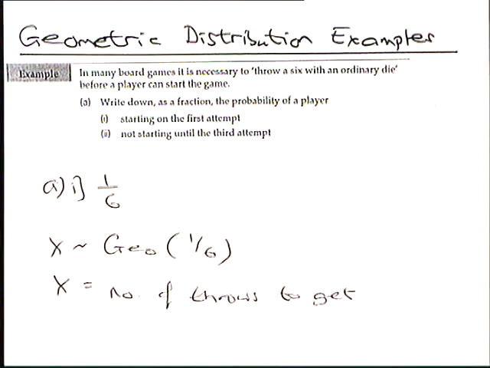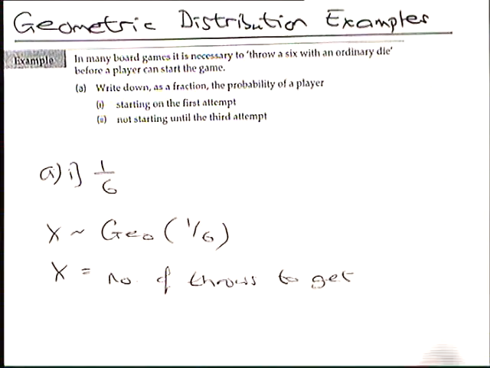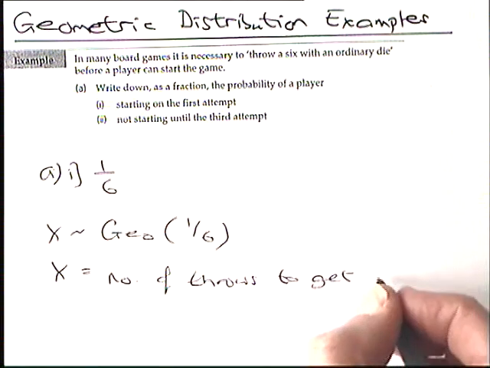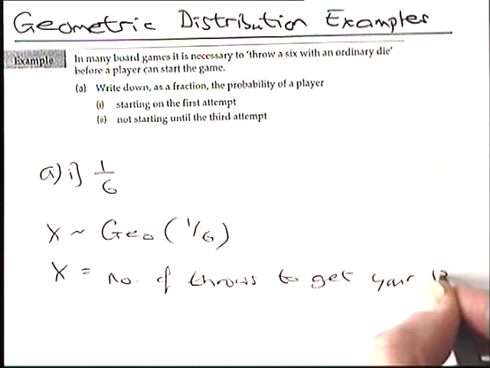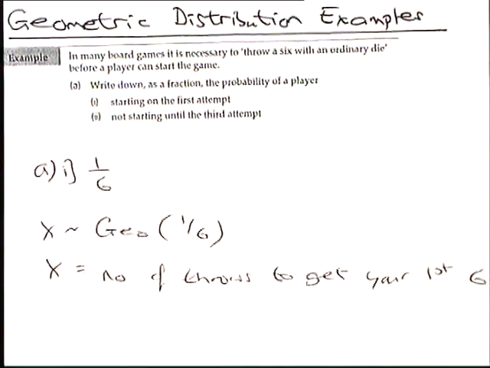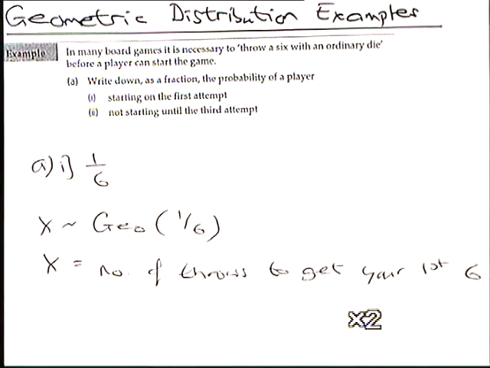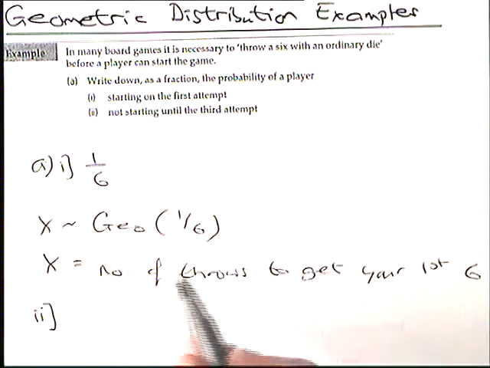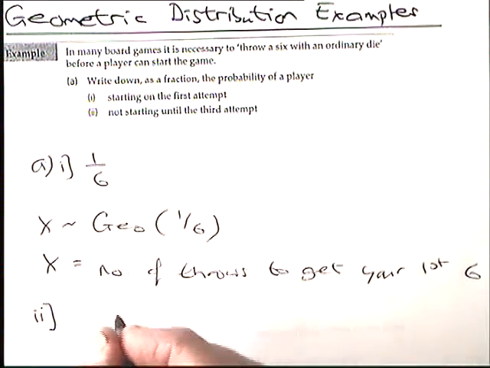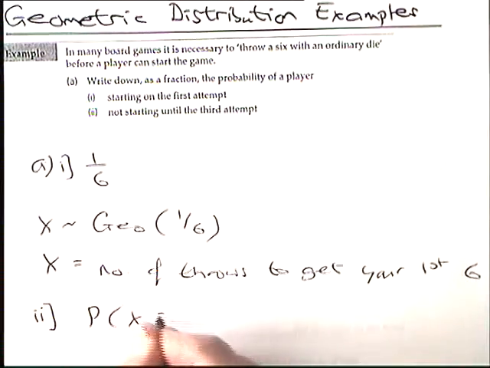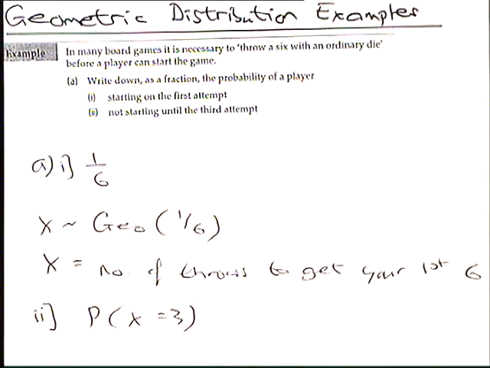You need to put one more word in your definition. Somebody said here the number of throws to get a 6. Up to and including, yeah, to get the first 6. Number of throws to get your first 6. So in part A2, where it says not starting until the third attempt, if we're using notation, X equals 3. It's a probability, yeah, that X equals 3.